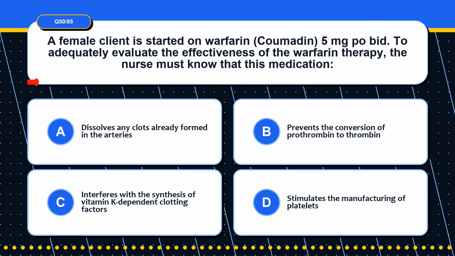Question 50. A female client is started on warfarin (Coumadin) 5 mg PO BID. To adequately evaluate the effectiveness of the warfarin therapy, the nurse must know that this medication. Here are the options. Option A. Dissolves any clots already formed in the arteries. Option B. Prevents the conversion of prothrombin to thrombin. Option C. Interferes with the synthesis of vitamin K-dependent clotting factors. Option D. Stimulates the manufacturing of platelets.